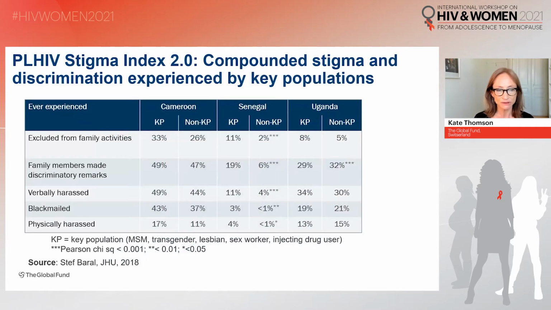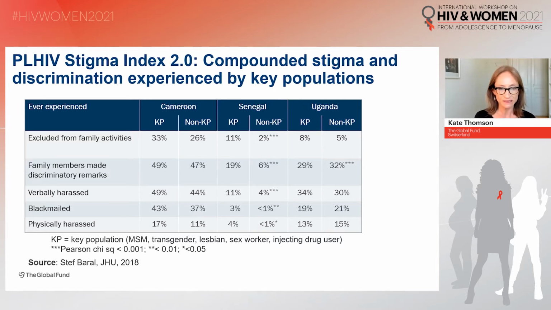I think many of you will hopefully be familiar with the People Living with HIV Stigma Index, designed and led by GNP+, the global network of people living with HIV, and other key population networks, and in collaboration with partners such as UNAIDS and PEPFAR. Here are just some examples of different types of stigma and discrimination experienced due to HIV status. And it's broken down to show the different experiences of key populations and non-key populations.